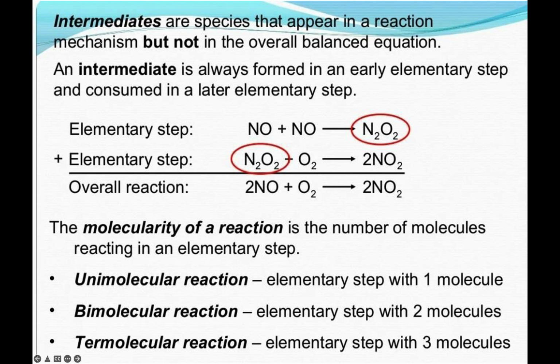Now you have to know something about the intermediates. These appear in a reaction mechanism, but in the overall reaction you cannot see them. So intermediate will always be formed in an earlier step and then later consumed in a later step. See, as we already saw, these two disappeared from the overall reaction. So the molecularity of a reaction means the number of molecules reacting in an elementary step. So for unimolecular reaction, elementary step with one molecule, bimolecular means 2 molecules, then trimolecular reaction means elementary step with 3 molecules. Okay, now with that we are coming to a conclusion of the second session as well.